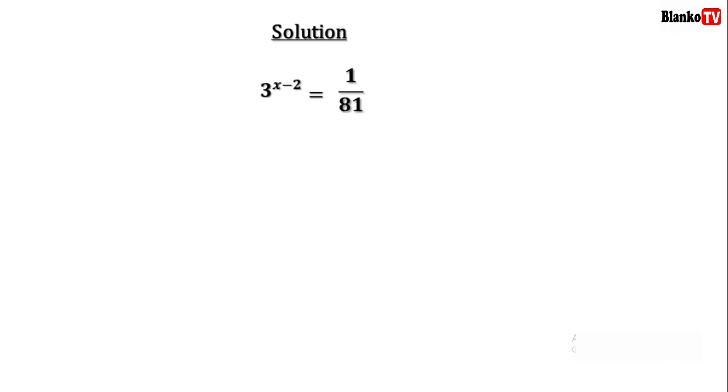Solution. So we have 3 raised to the power x minus 2 equals 1 over 81. Once again, this falls under exponential equations.